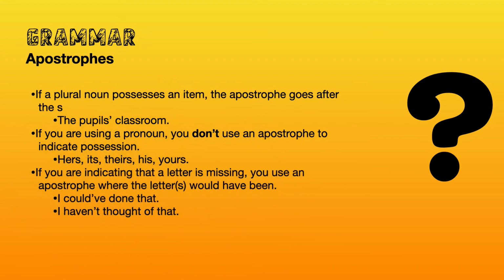Following on from that then, we've talked about the other purpose of an apostrophe, which is when you're omitting a letter. So if you're indicating a letter is missing, you use an apostrophe where the letter or letters would have been. So that's where its would have an apostrophe when you're meaning it is. Okay, so when the word its is there, you only use an apostrophe if you're meaning it is. Otherwise, don't use an apostrophe. And here are other examples. I could have done that, so could've done that. I haven't thought of that. I have not thought of that. And the apostrophe is coming in place of the missing letter or letters.